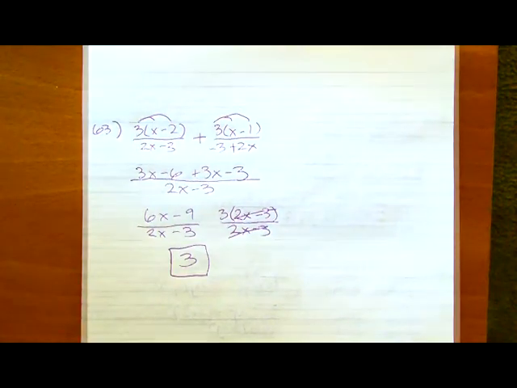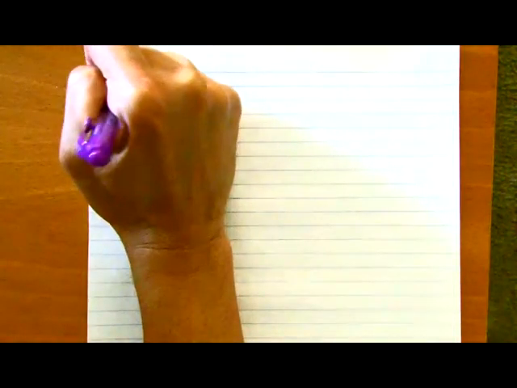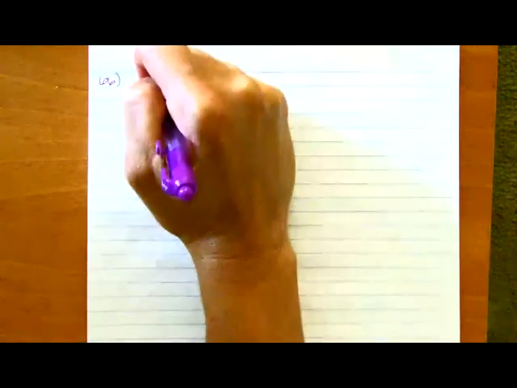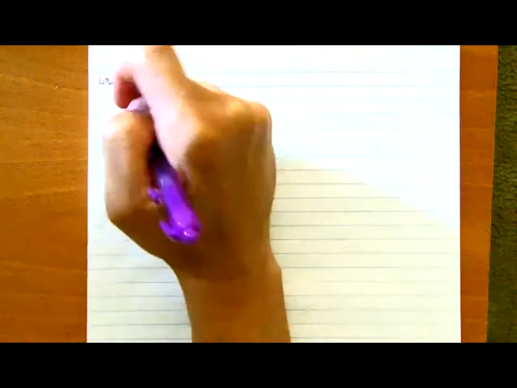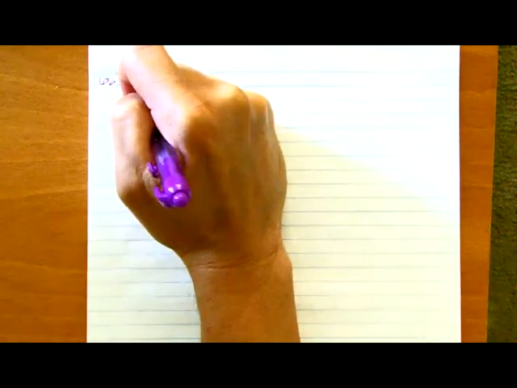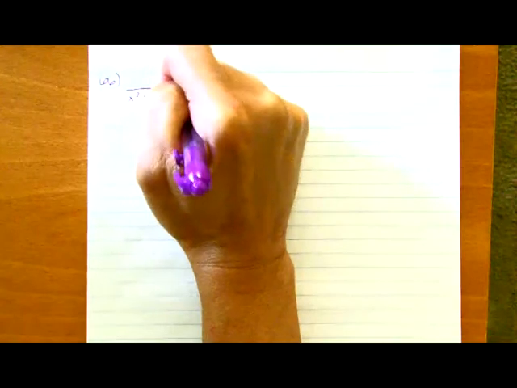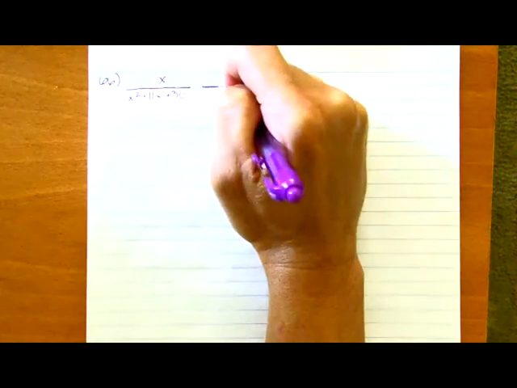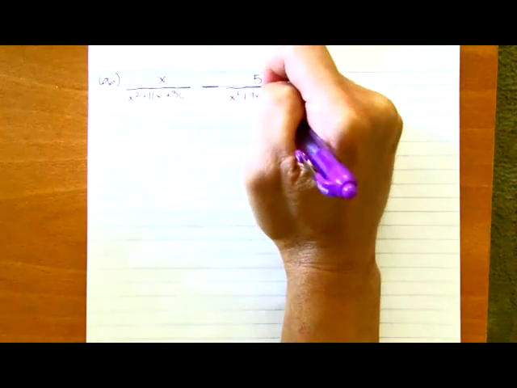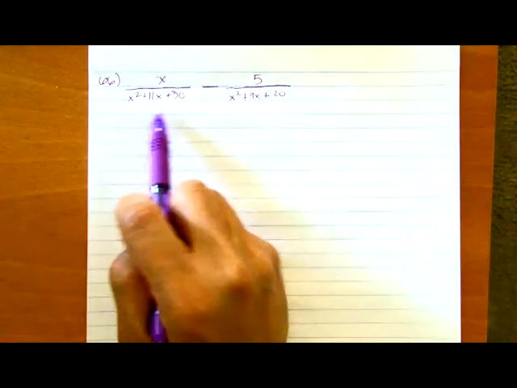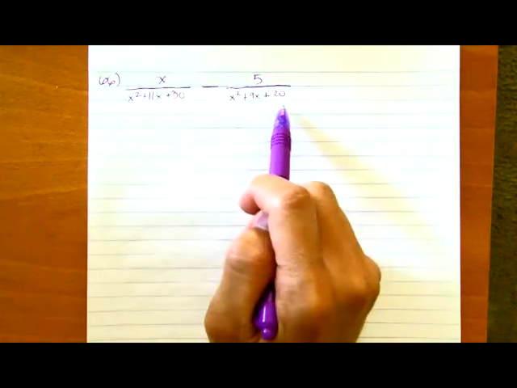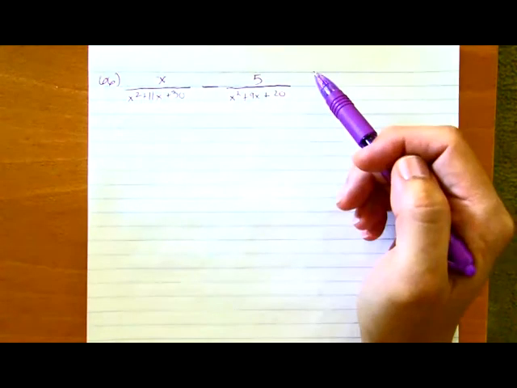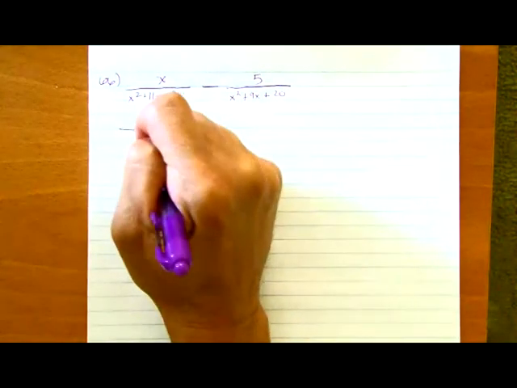Okay, one last problem. Number 66. X over x squared plus 11x plus 30 minus 5 over x squared plus 9x plus 20. Okay, so we need to get the denominators to match. We could multiply this one by the other denominator, top and bottom, and vice versa, but that would be crazy. We should factor it.